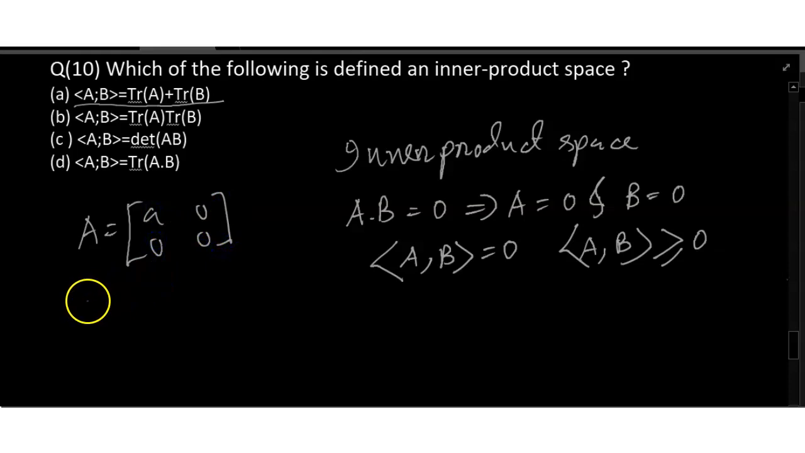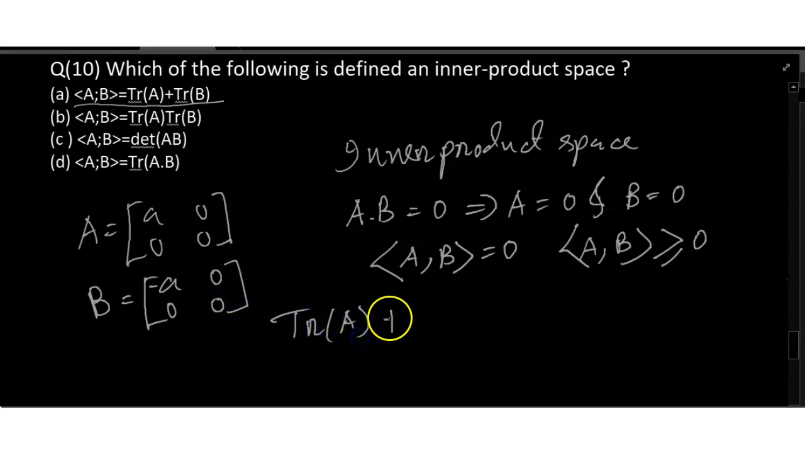Another point b equals to a, 0 minus a comma 0 comma 0. Simple. So trace a plus trace b equals to a minus a equals to 0. Both are not 0, so it is not an inner product space.